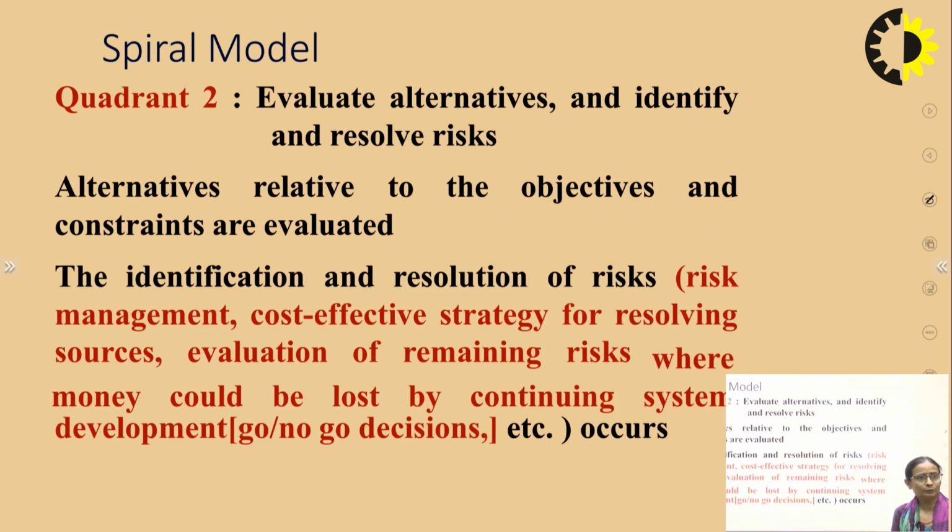In quadrant 2, we evaluate the alternatives and identify and resolve the risks. Alternative means are evaluated relative to the objectives and constraints which we determined in the first quadrant. Then comes the identification and resolution of risk, that is the risks we have already identified in quadrant 1. Here there is risk management, a cost-effective strategy for resolving sources of risk, and evaluation of remaining risk, where money could be lost by continuing the system development, etc. Such kinds of activity happen in quadrant 2.